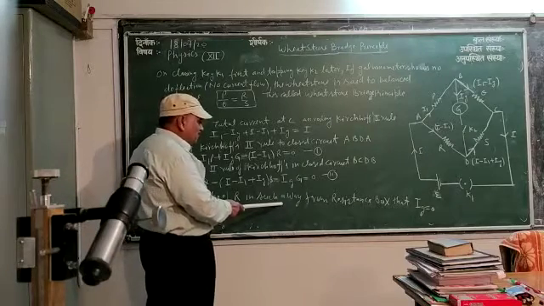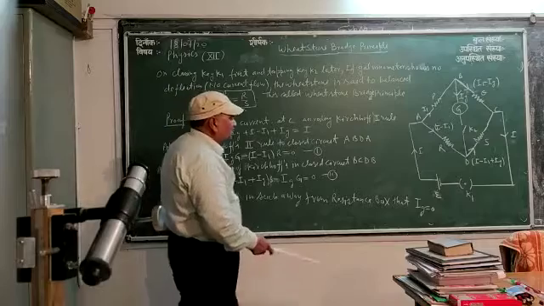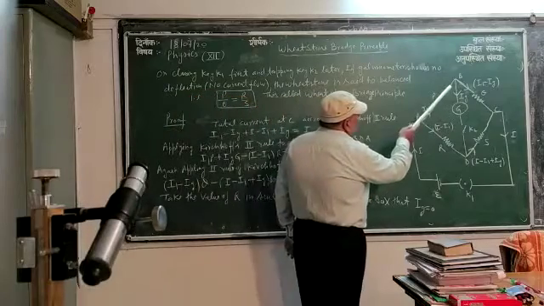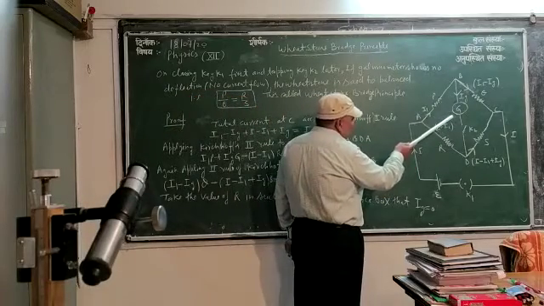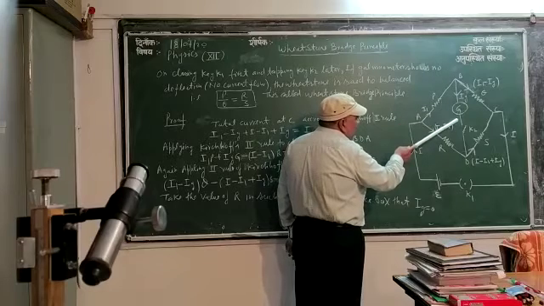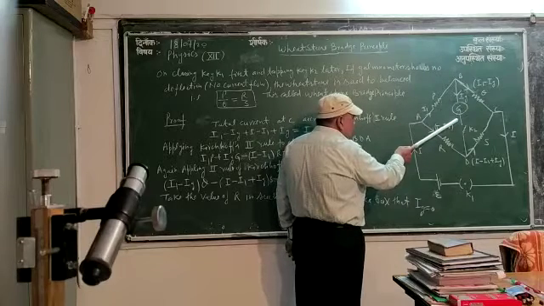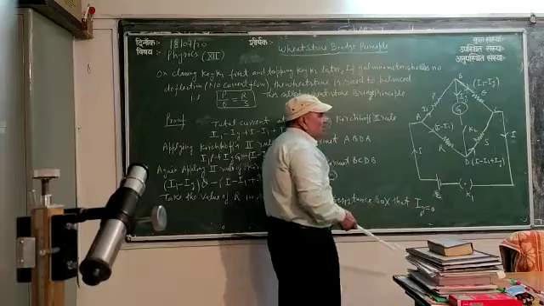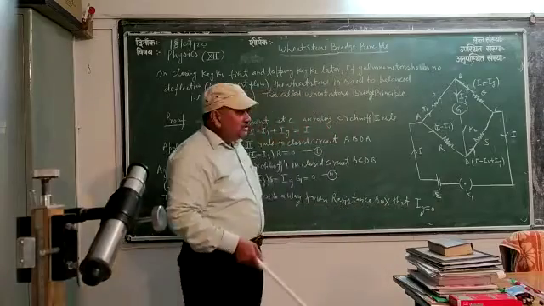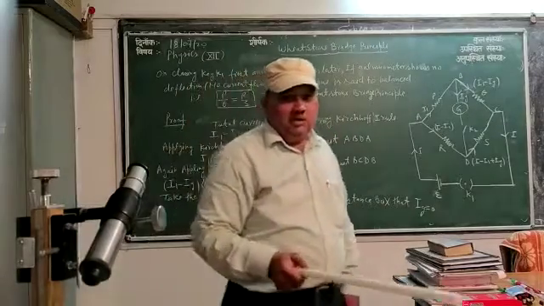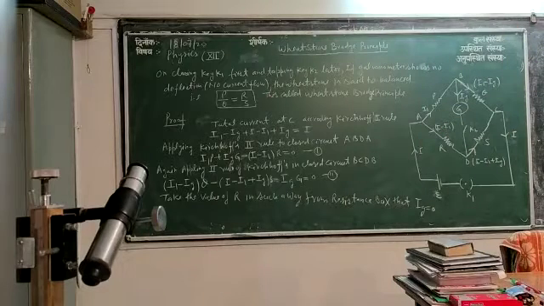Now we have to take the value of resistance R from the resistance box in such a way that there is no current flowing in the galvanometer. The galvanometer will show null deflection. Is it clear? When the galvanometer shows null deflection, the bridge is said to be balanced.